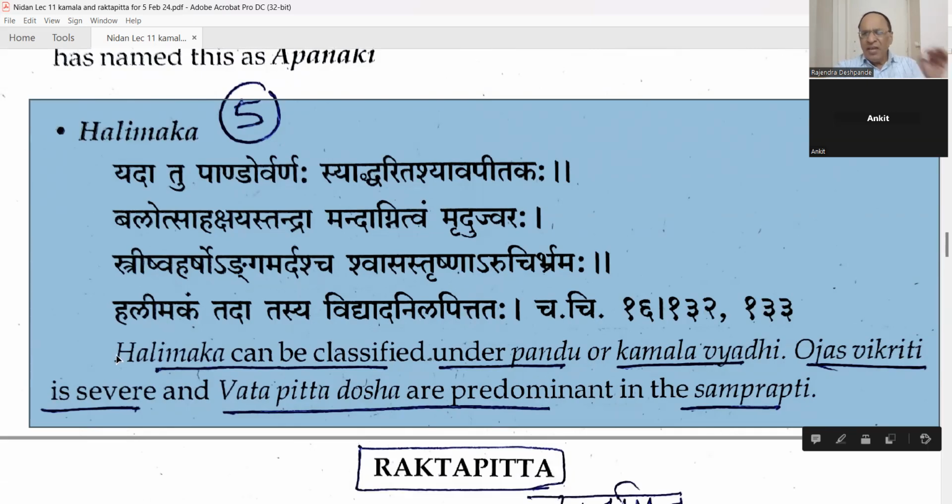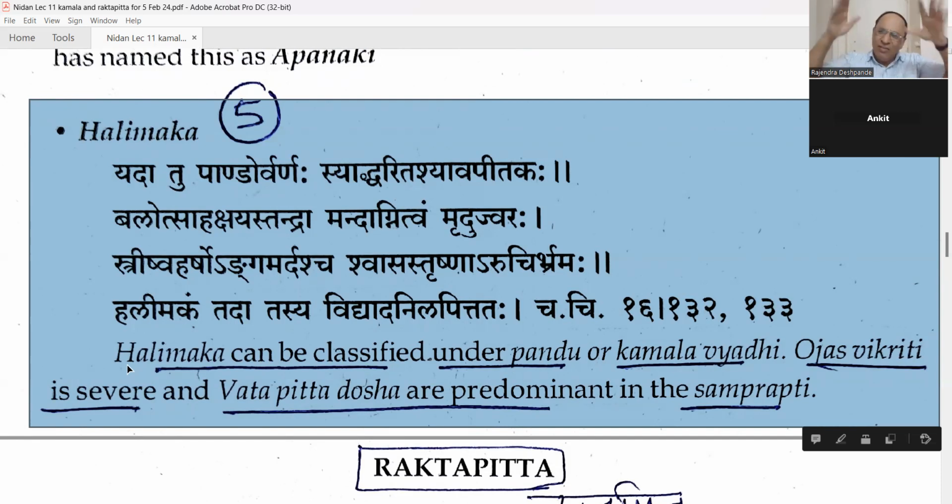Oja Vikriti is very severe. Always remember, Vata and Pitta are both degeneration-making doshas. They are always making our body weak, because Vata is dry, Pitta is heat. So if both come together, there is always more damage.